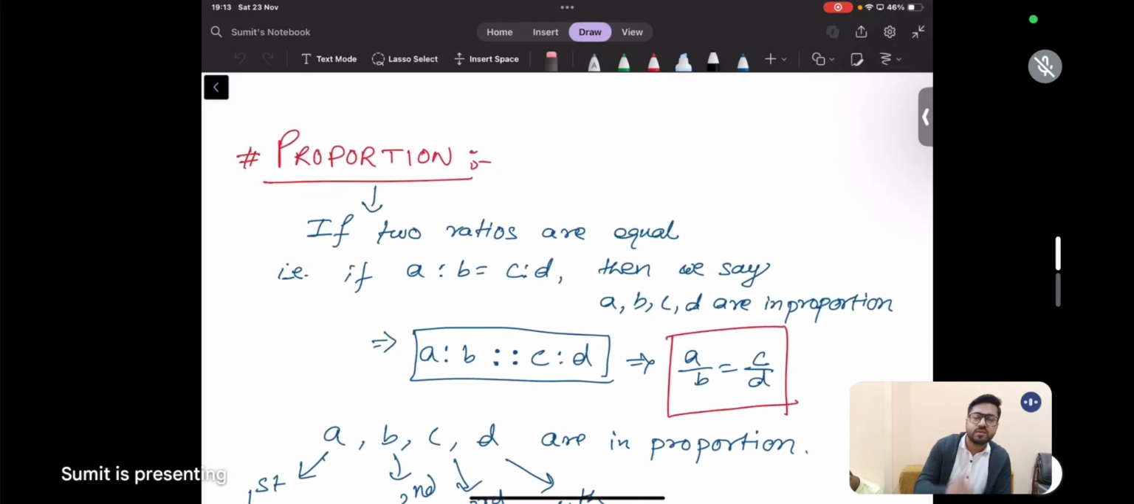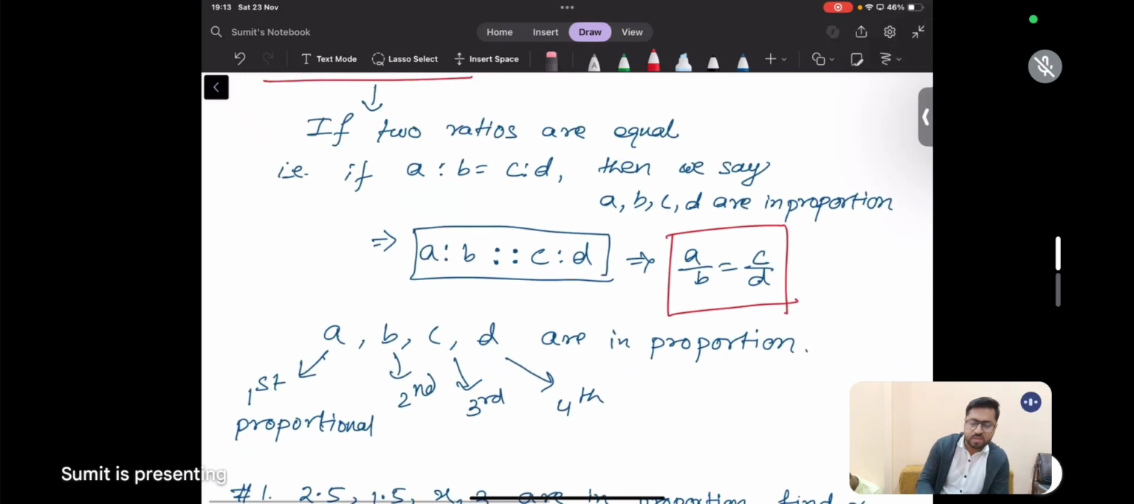এখানে লেখা আছে if two ratios are equal, that means if A is to B equal to C is to D, then we can say that A, B, C, D are in proportion, which will imply that A is to B, এই যে সিম্বল দেখতে পাচ্ছ ডাবল is to ডাবল রেশিও, এই সিম্বলটাকে বলা হয় প্রপোর্শনাল সিম্বল। A is to B, proportion C is to D, it will imply A by B equal to C by D, where A, B, C and D, these are in proportion.